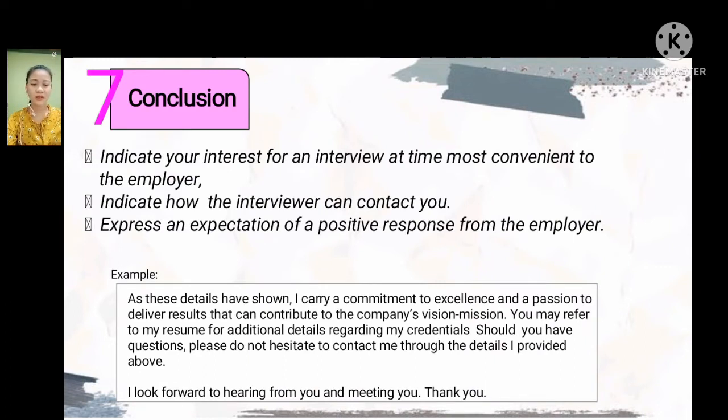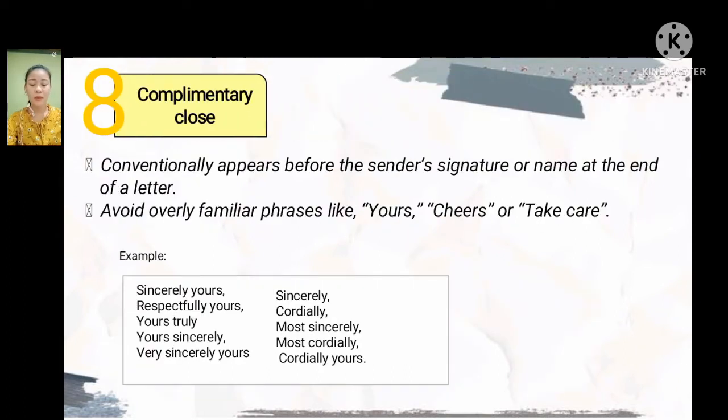Next part is the complementary close. Complementary close conventionally appears before the sender's signature or name at the end of the letter. The complementary close is composed of phrases like sincerely yours, respectfully yours, yours truly, yours sincerely, and so on. So complementary close simply means the closing of your cover letter.